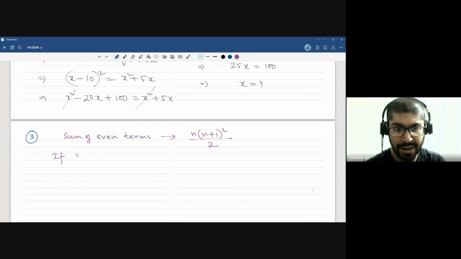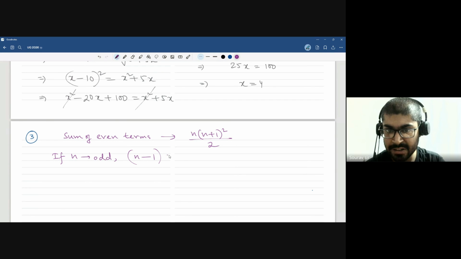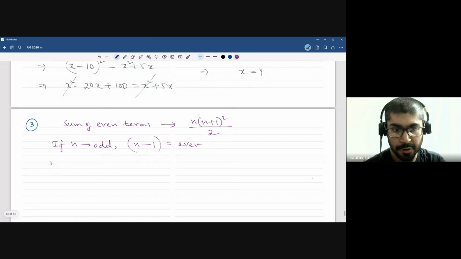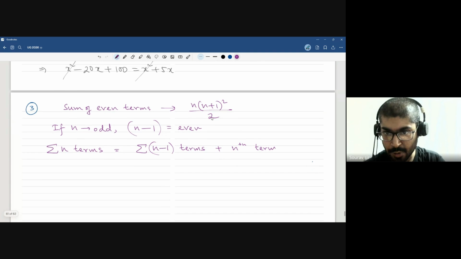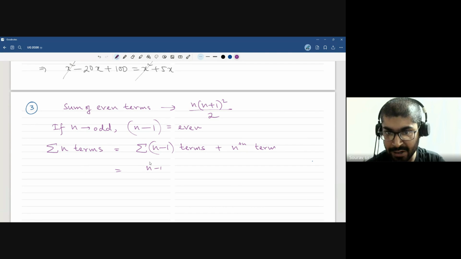Okay. So if n is odd, this implies n minus 1 is even, right? So sigma of n terms is just equal to sigma of n minus 1 terms plus the nth term, right? Sigma of n minus 1 terms means this will be finishing up to n minus 1, so that means this will be n minus 1 into n squared by 2, right?